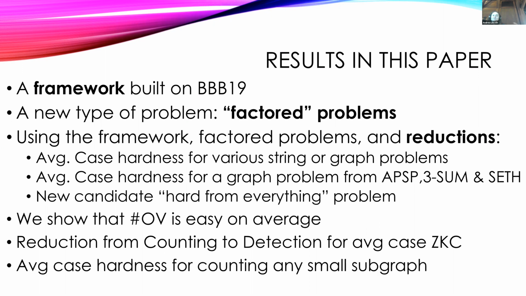And finally, we get average case hardness for counting any small subgraph as opposed to just counting cliques. You can say that if finding 5-cycles, for example, is hard in the worst case and counting them is hard in the worst case, then counting those 5-cycles is hard on average.